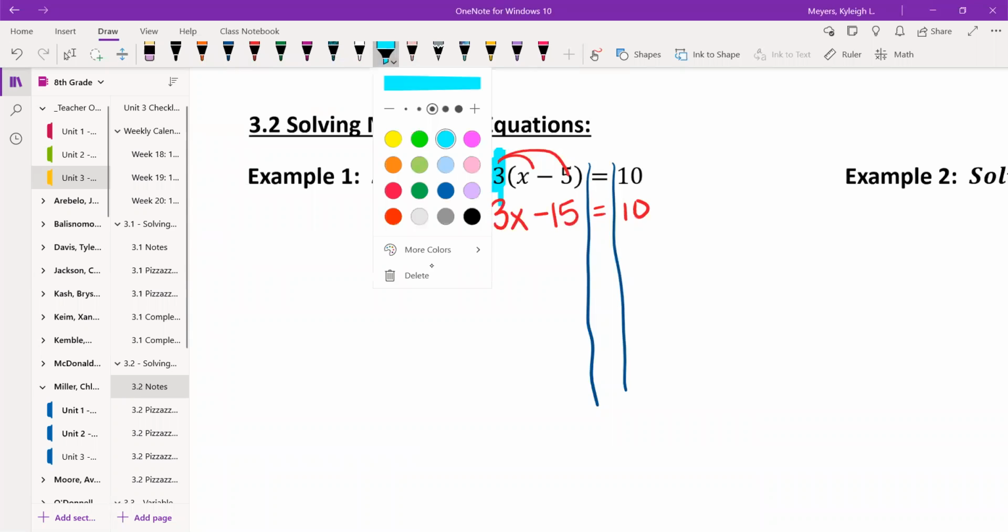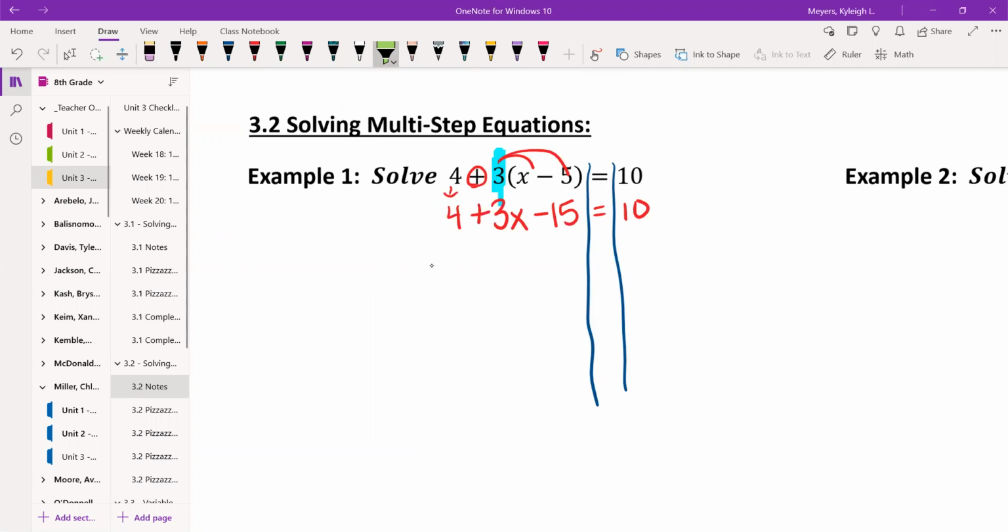And now we're going to want to combine our like terms. So remember, our like terms are things with the same variables raised to the same power. So we have our x, but then we also have a 4, which doesn't have a variable. So they're not like terms, but the 4 is a like term with this minus 15, right? In the beginning, I might suggest you just rewrite the like terms together. So we have a 3x plus 4 minus 15.